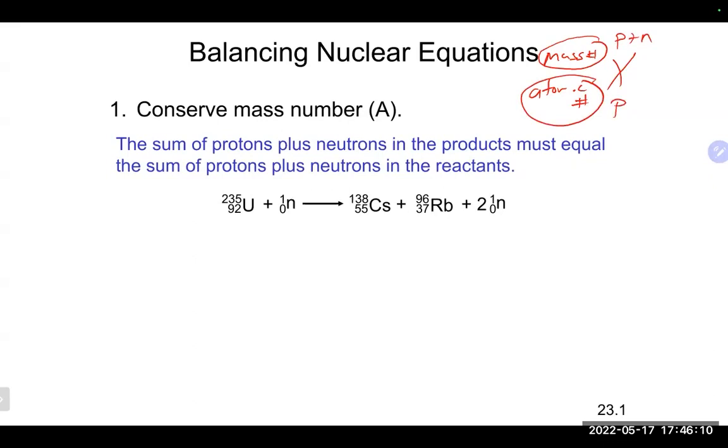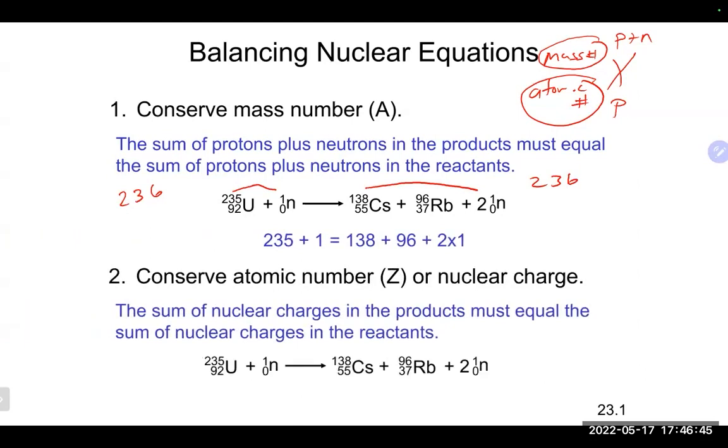And when we add up all the mass numbers on the left-hand side, they need to equal all the mass numbers that you add up on the right-hand side. So here we have 235 and 1, which gives you 236 on the left-hand side. On the right-hand side, we have 138 plus 96, and we would also multiply 2 times 1 on top, which gives us 2 more, which gives us 236 on the right-hand side.